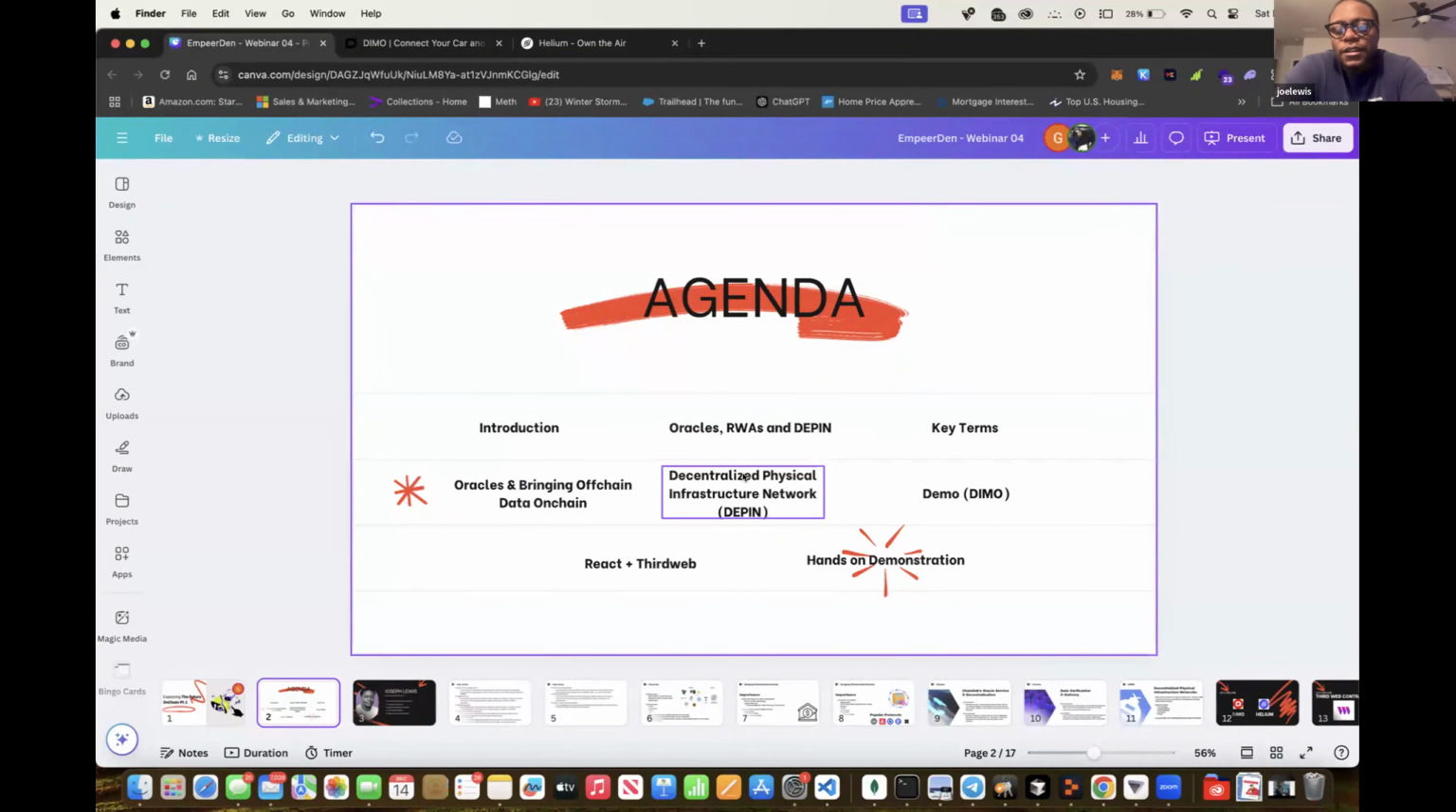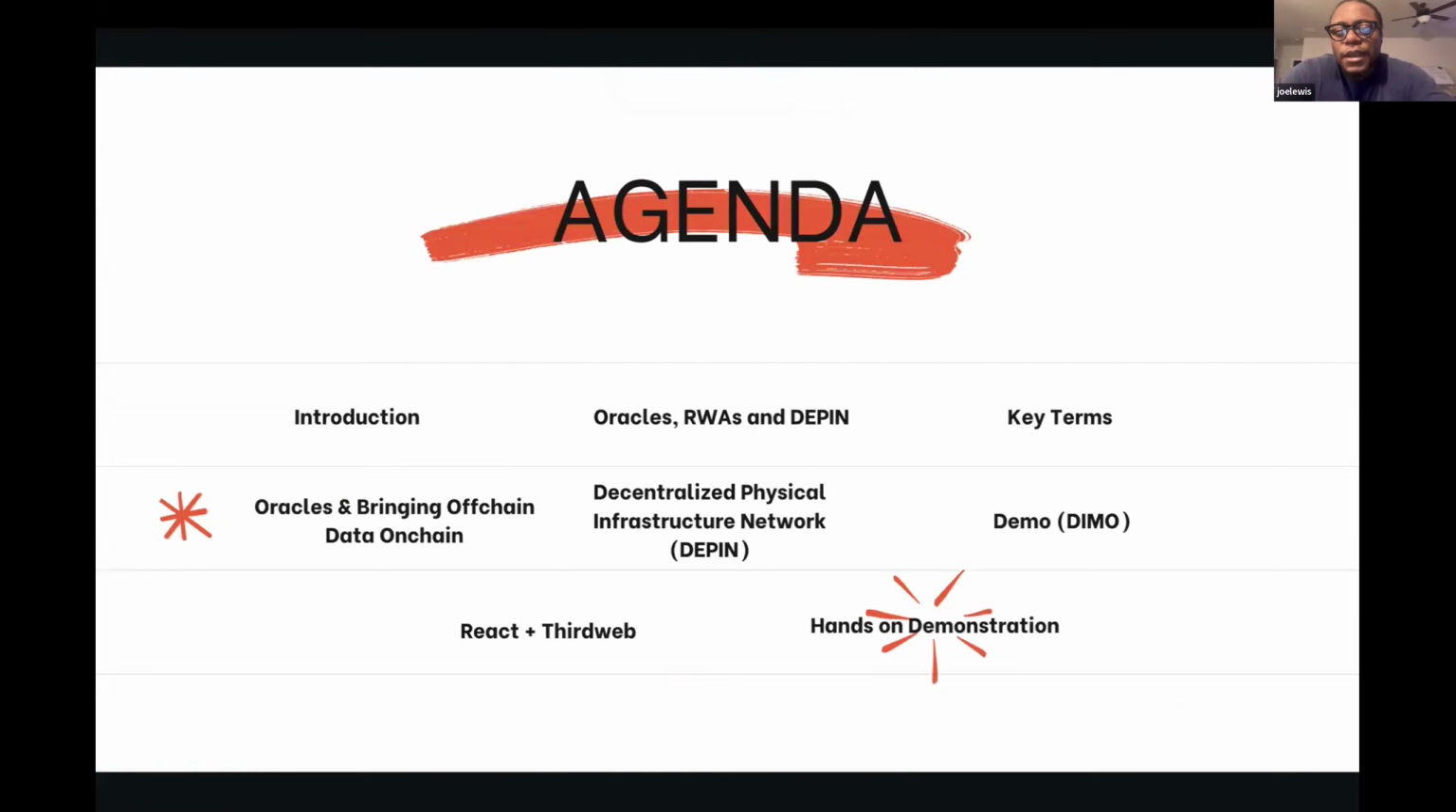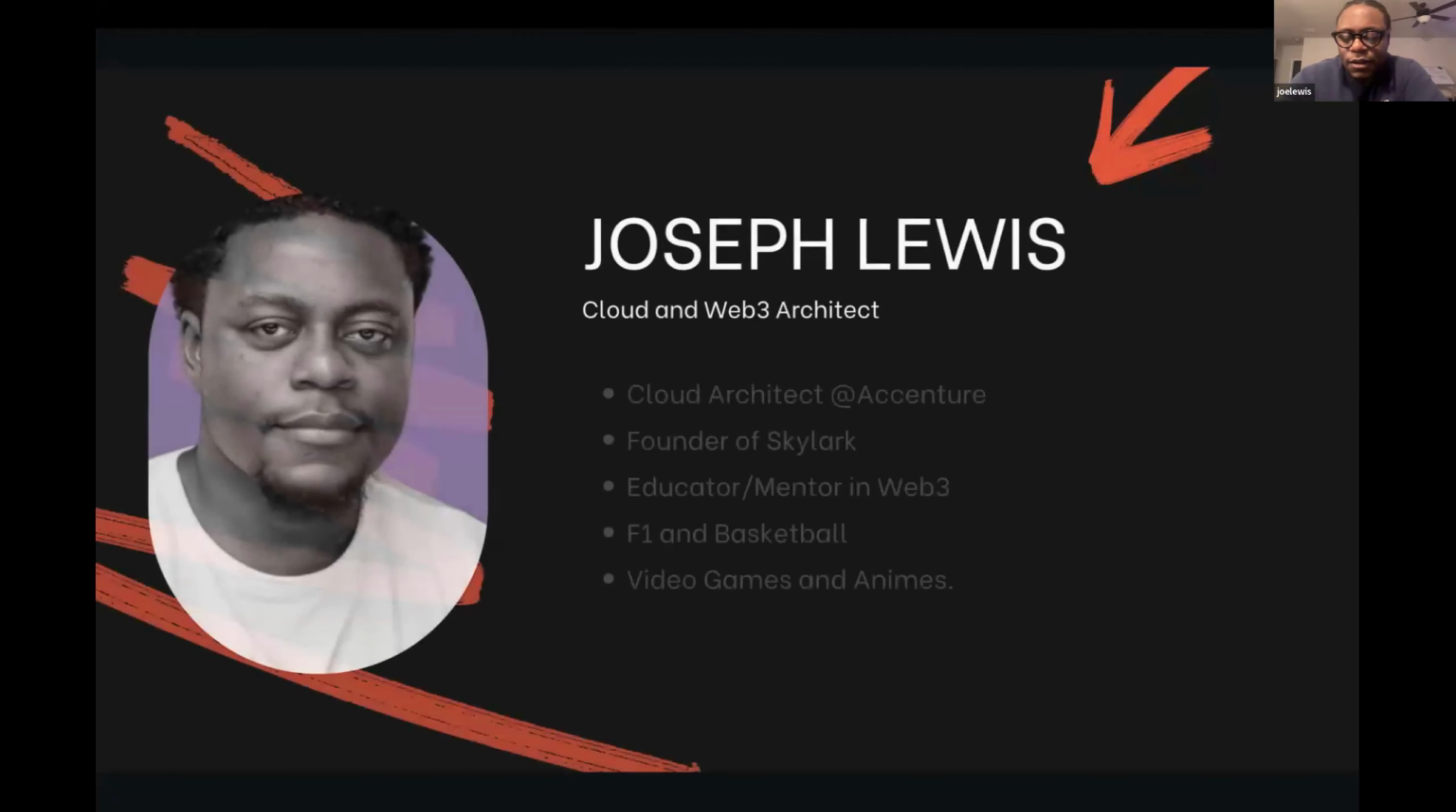So we're going to jump in here to the education piece for today, right? This is part one of the future of on-chain. So let's hop into it. As Guyan mentioned, we're going to start off by talking about oracles, the whole space of oracles, RWAs, and DePIN, decentralized physical infrastructure networks. But first, let's talk about some key terminologies, right?